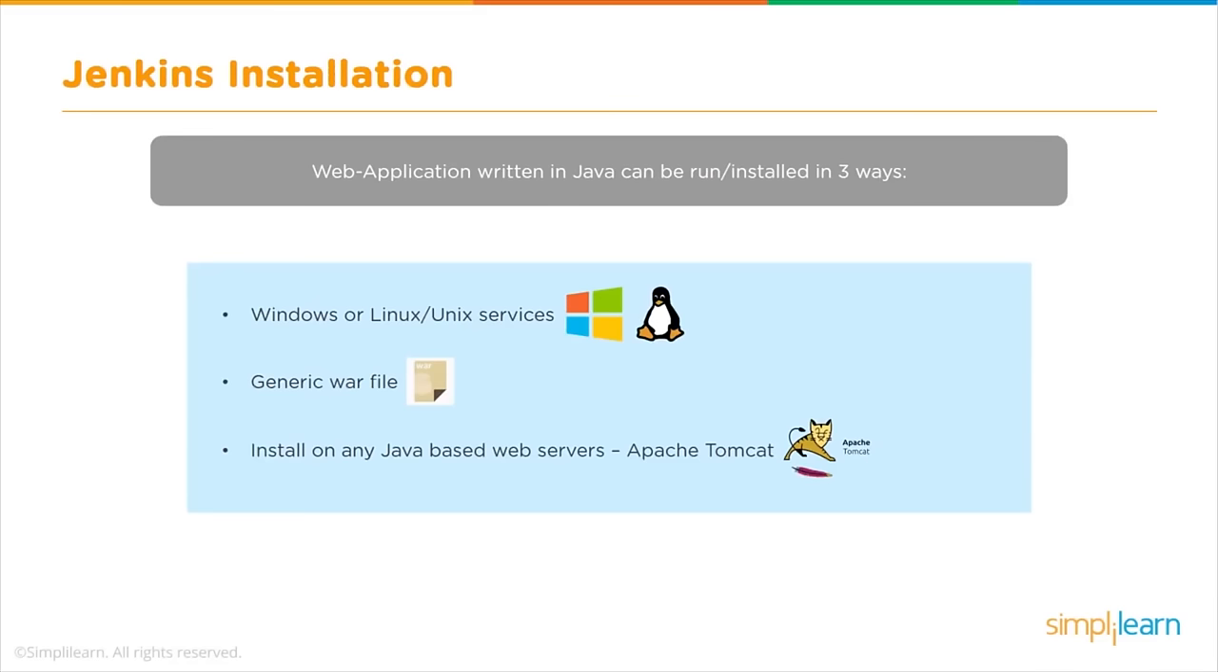Jenkins is a web application that is written in Java, and there are various ways in which you can use and install Jenkins. I've listed the three popular mechanisms in which Jenkins is usually installed on any system. The topmost one is as a Windows or a Linux-based service. So if you have Windows like the way I have, and I'm going to use this mechanism for this demo, I would download an MSI installer that is specific to Jenkins and install this service.